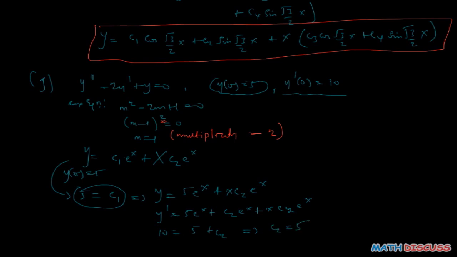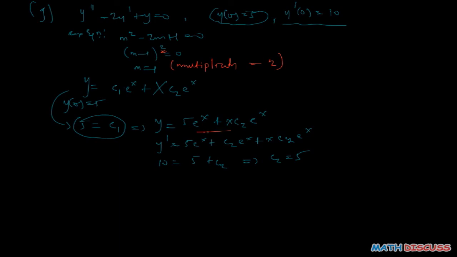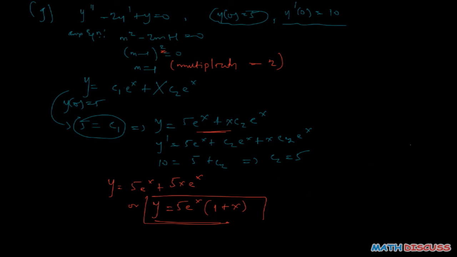So since c2 equals 5, we now have our final solution: y equals 5 e to the power x, then plus x times c2, which is 5x e to the power x. You could either leave the answer like this, or say y equals 5 e to the power x, which is common, times 1 plus x. So that is going to be the solution of that differential equation.